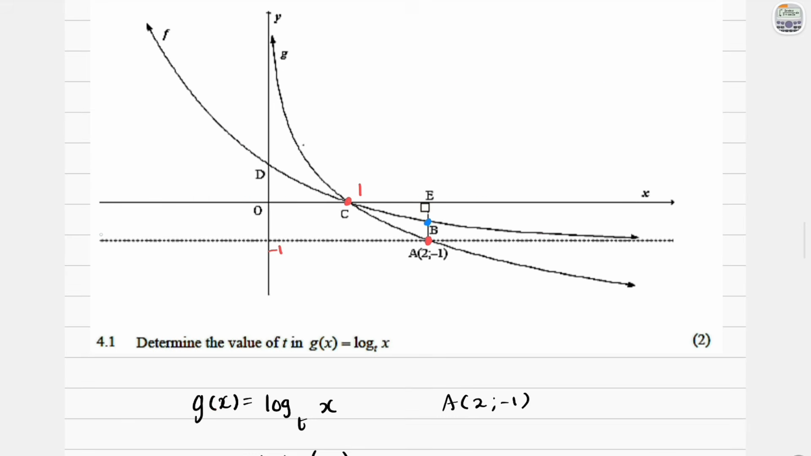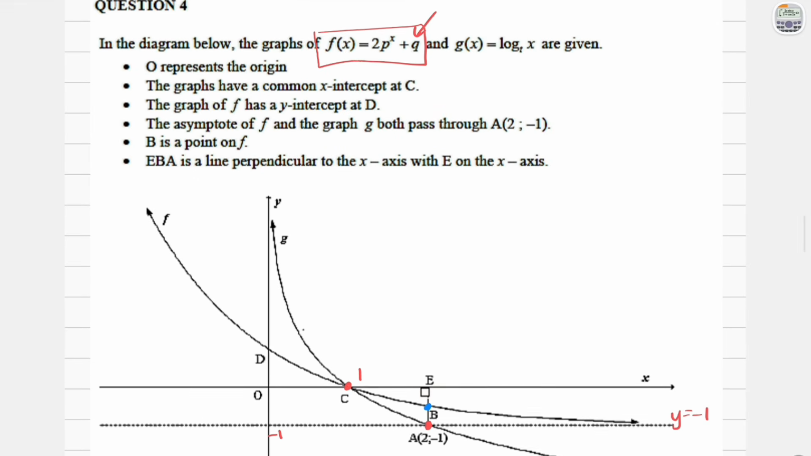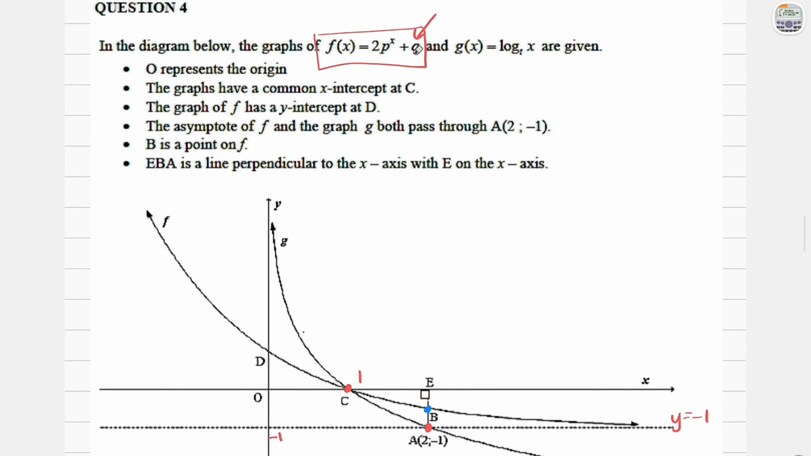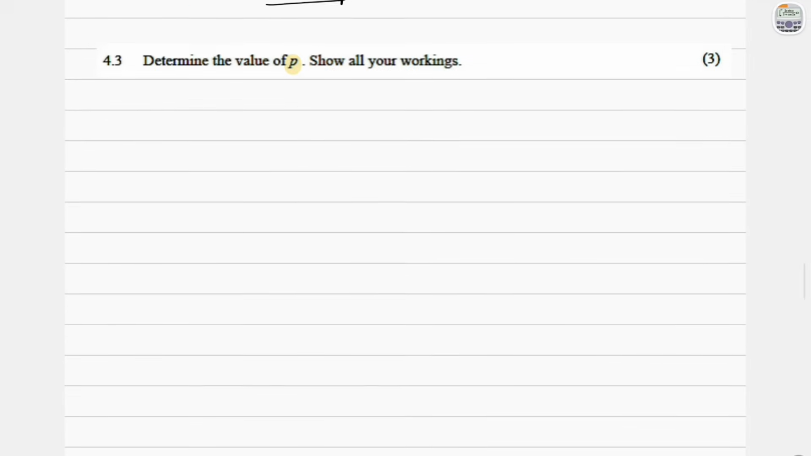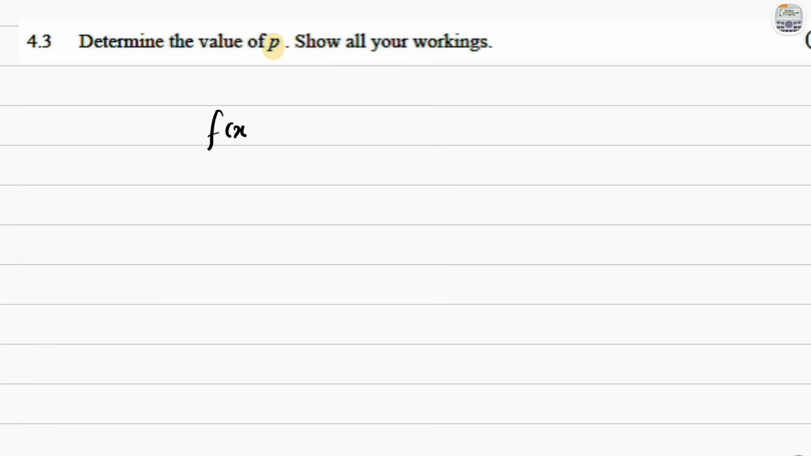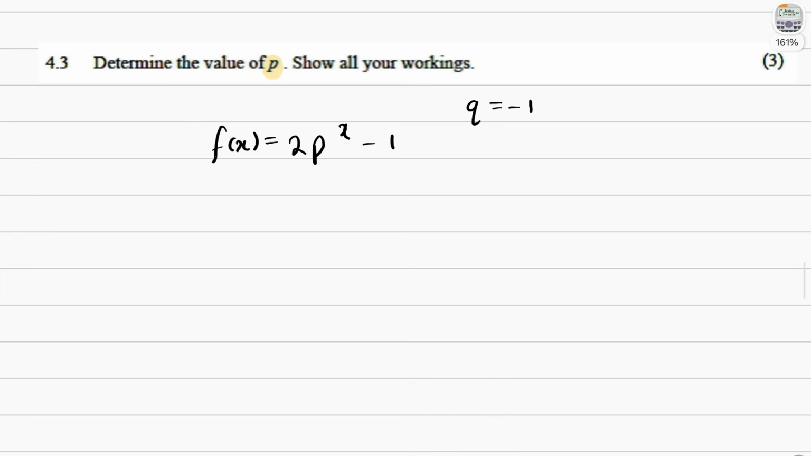Remember the whole story with that asymptote passing through point A (2, -1). So we know that this asymptote is y equals -1, the asymptote of f. That means the q value, which stands for your horizontal asymptote, is -1. So we can rewrite that first: f of x equals 2p raised to the power of x, and we have -1 now, because we know that q is equal to -1. With this equation, the only thing missing is p.